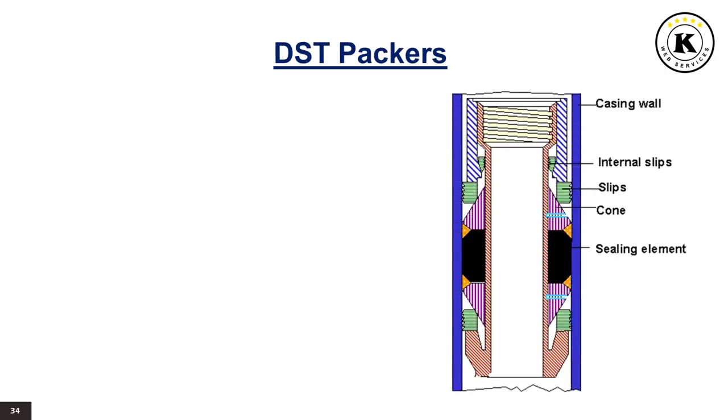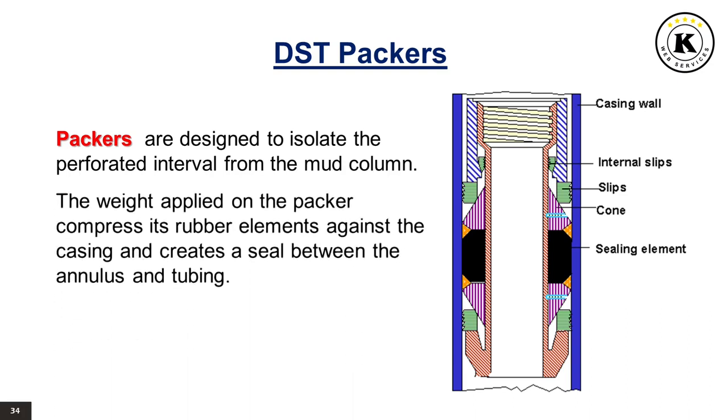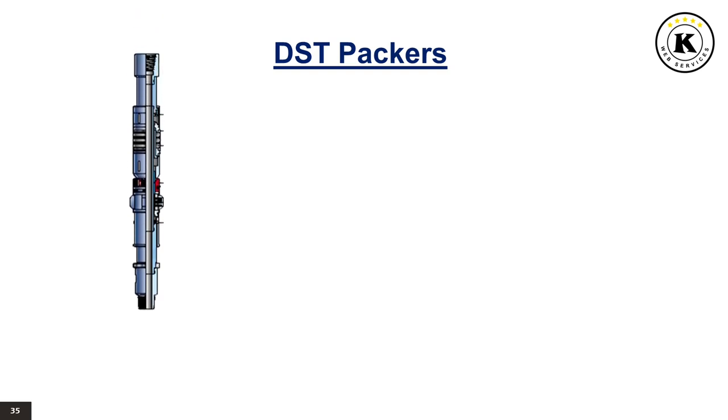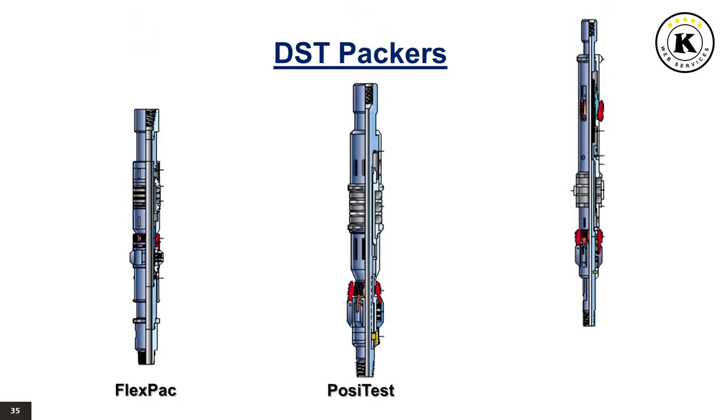DST packers. Packers are designed to isolate the perforated interval from the mud column. The weight applied on the packer compresses its rubber elements against the casing and creates a seal between the annulus and tubing. Three main types of packers are available: FlexPack packer, Positest packer, and Positrieve packer.